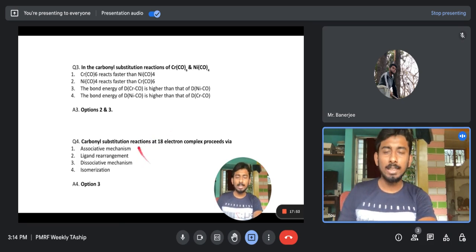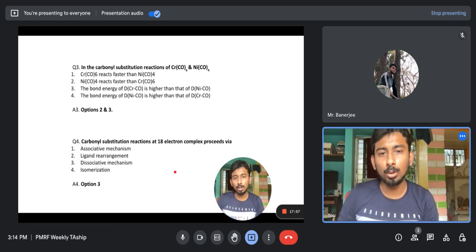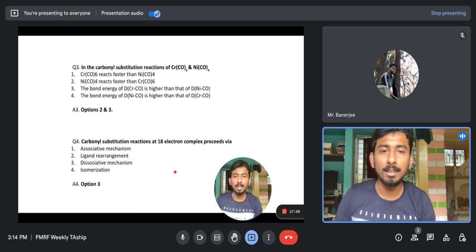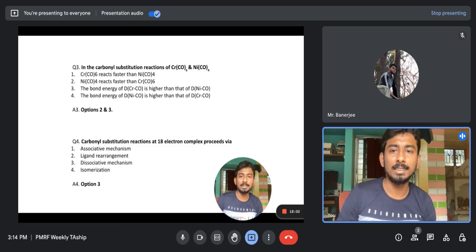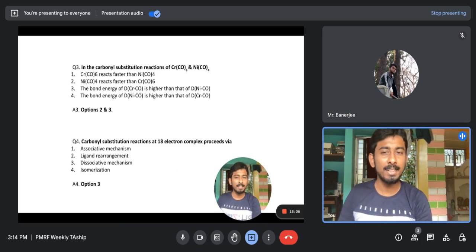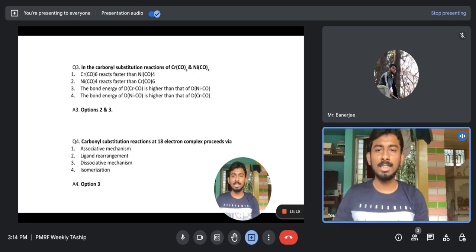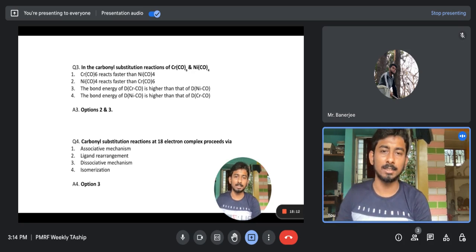Let's come to option 4. In option 4, the carbonyl substitution reaction at an 18 valence electron complex proceeds via which of the following mechanisms? The options given are the associative mechanism, the ligand rearrangement, the dissociative mechanism, or the isomerization.